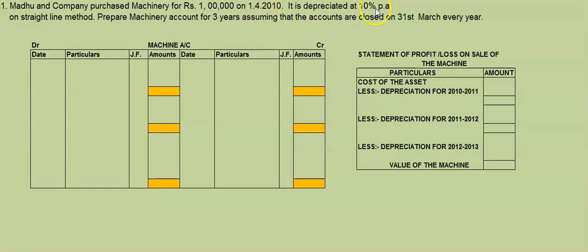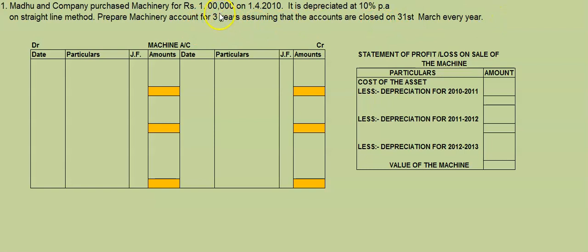So it is depreciated at 10% per annum, that is per year, on straight line method. Which method is it? Straight line method. So remember, depreciation on straight line method will always be constant. That is for every year. If you get 10,000, it will be 10,000 for each year. Prepare machine account for 3 years, assuming that the accounts are closed on 31st March every year. So here he mentioned 31st March every year. So this is the problem.